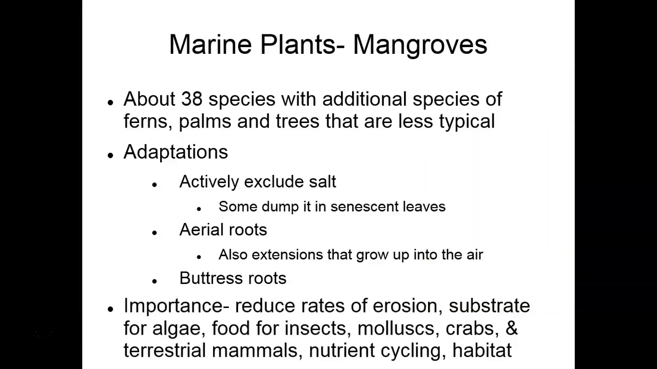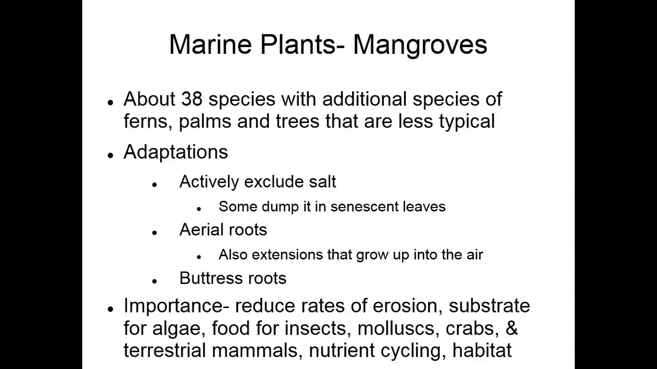And the reasons why mangroves are important is because they reduce the rates of erosion in an environment in the coast. They provide substrate for algae and other things to attach to and grow. They provide food for insects, mollusks, crabs, terrestrial mammals. So they can both provide nutrients and habitats for marine species and also for terrestrial species as well.